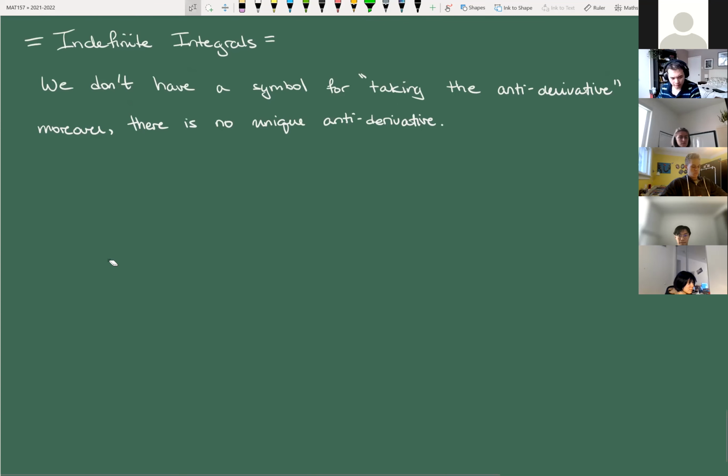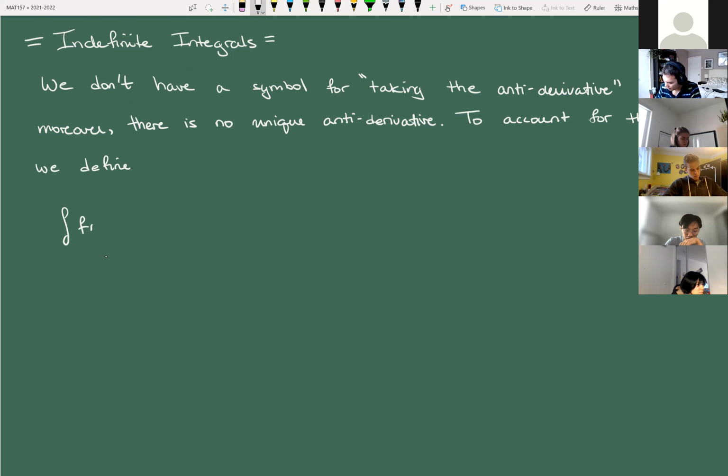Does that make sense? If not, let me know. But basically, if we're going to invent a symbol for this, its output has to be the collection of all possible antiderivatives. Okay, so to fix both of these at the same time, what we're going to do is define the integral of f of x dx. Again, the important point here is there are no bounds of integration.